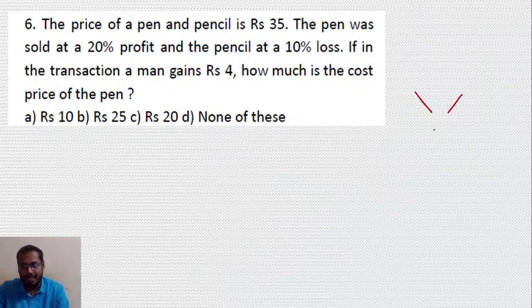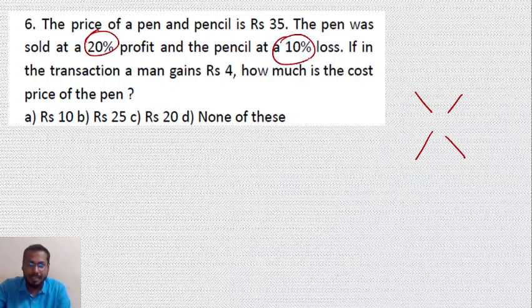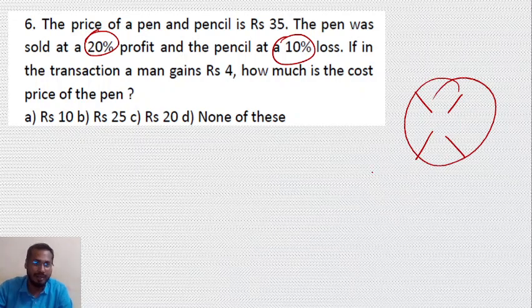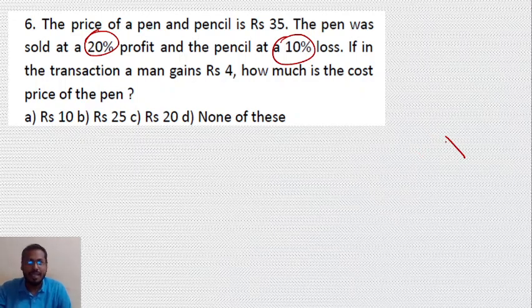alligation method, but I need three things. That means 20% profit, 10% loss, and also the final profit or loss. If it is given, I can take this method, but that is not given. Only 2% was given. The overall percentage was not given, or the overall ratio also not given. So this method will not work out here. So instead of that, we can use another method, that is the basic linear equation.